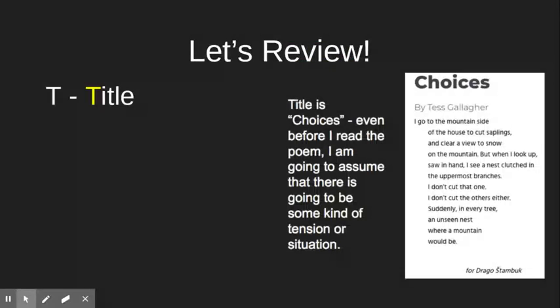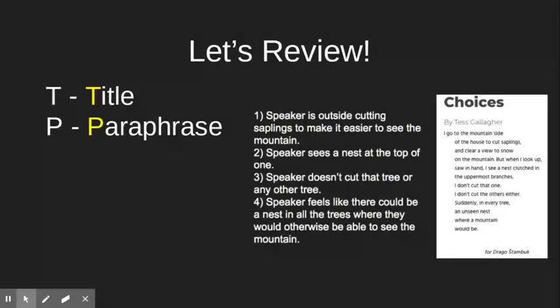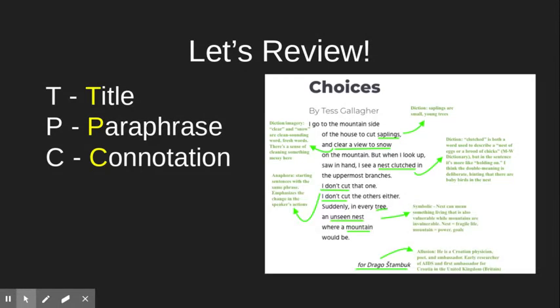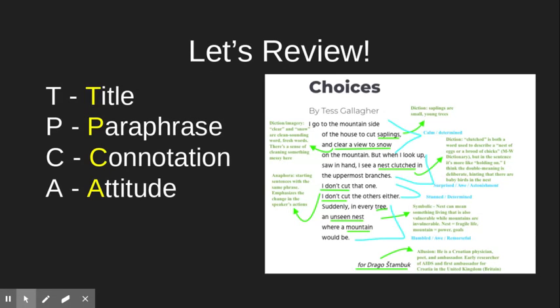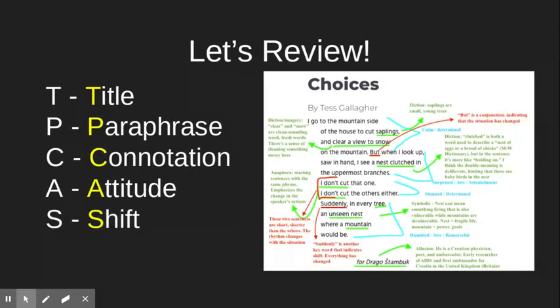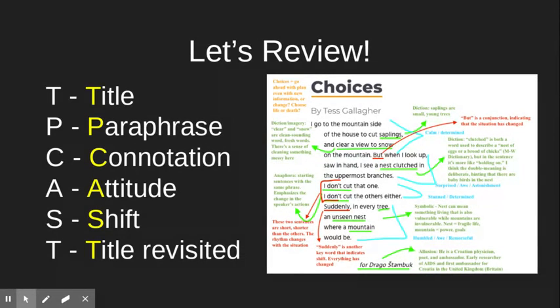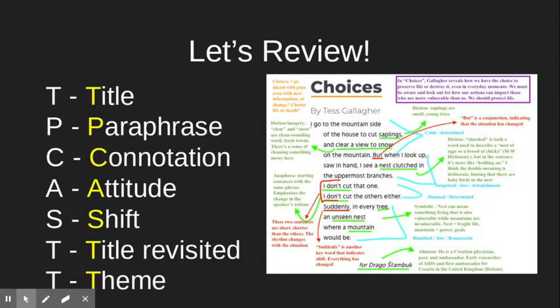So let's review. Title. Then you paraphrase. Paraphrase looking at the literal. And then you look at the connotation, the figurative language. Next, you look at attitude, all the emotions. After that, you look at any shifts or changes in the poem. Then you go back to the title, and finally, you end with the theme. And there you go, that's TPCASTT.